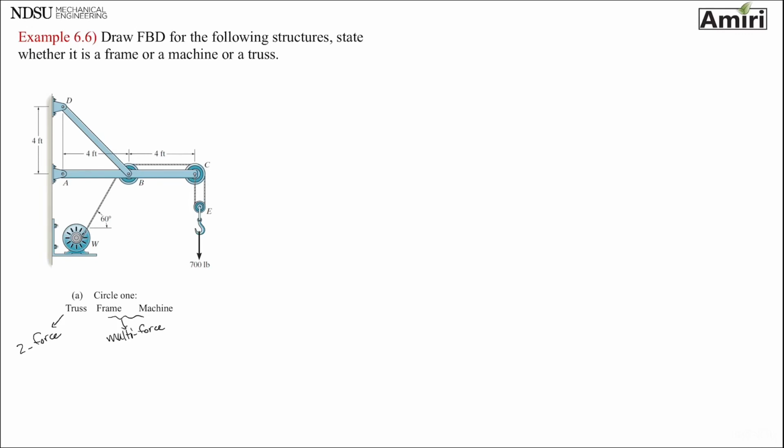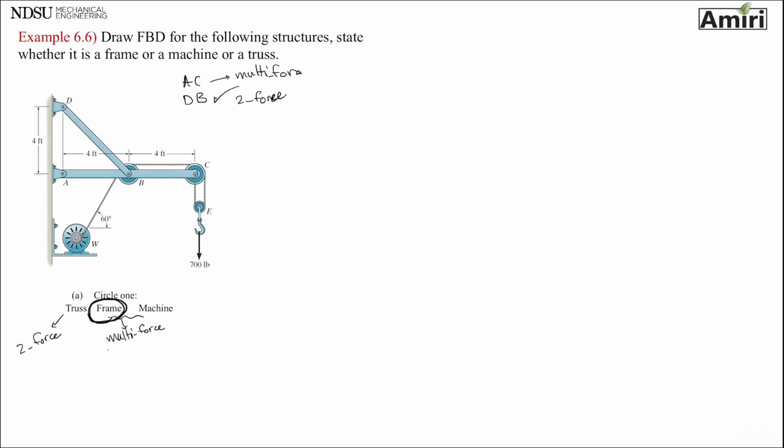Let's look at members. I see some members. I see AC and I see DB. Those are the two main members of this structure. And for DB, the only forces that are present are at the end. So this is a two-force member. Versus AC, this is a multi-force member, because the forces are not only towards the end. So I see point B, something in the middle. I see ropes at the end. So that's a multi-force member. It's stationary, so I'm going to take it as a frame.